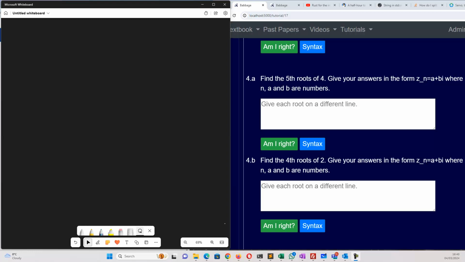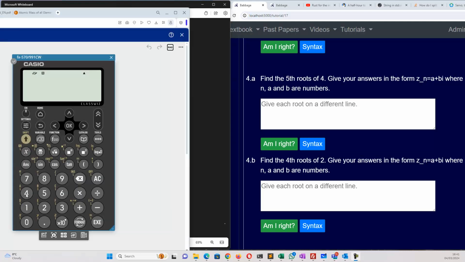So find the fifth roots of 4. So the fifth roots of 4, so Z1, the first root, is equal to the fifth root of 4. And we'll use our calculator. So we've got 4 to the power of 1 divided by 5, or you could put 0.2 if that's easy for you. And there we get the value of 1.32.